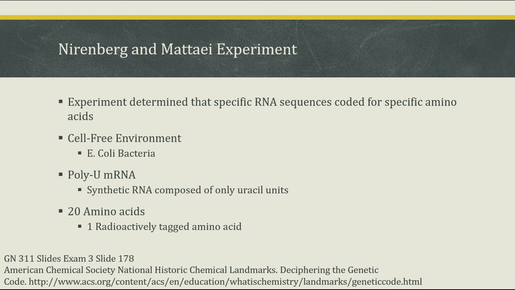acids. The main components of this experiment were the cell-free environment, the poly-mRNA, and the 20 amino acids with one radioactive amino acid. The cell-free environment was obtained by breaking the cell wall and releasing the intracellular components. The remaining cytoplasm was used to synthesize proteins when mRNA was added. Nirenberg used E. coli bacteria as the source for the cytoplasm.